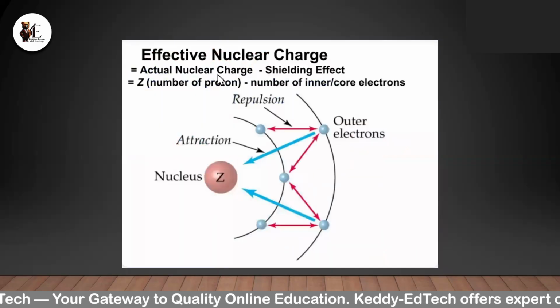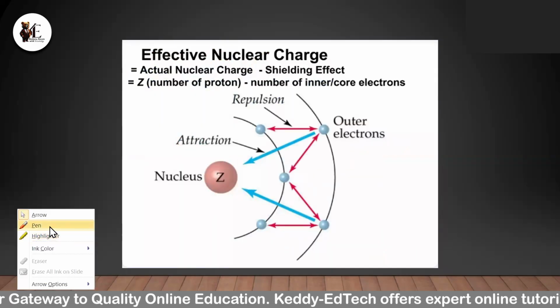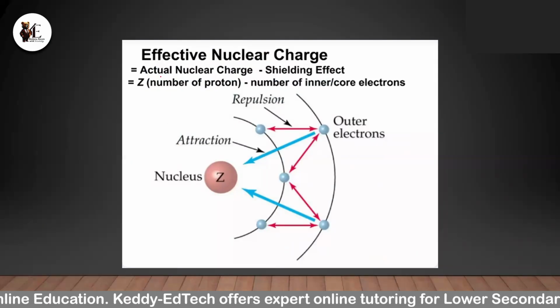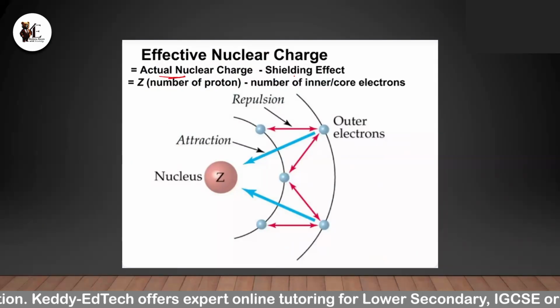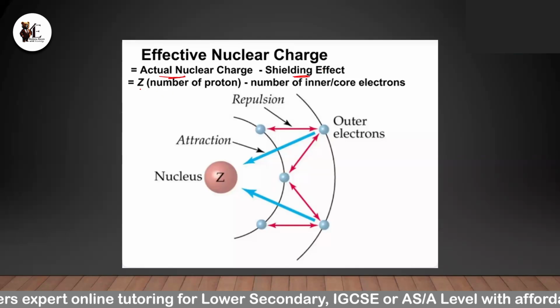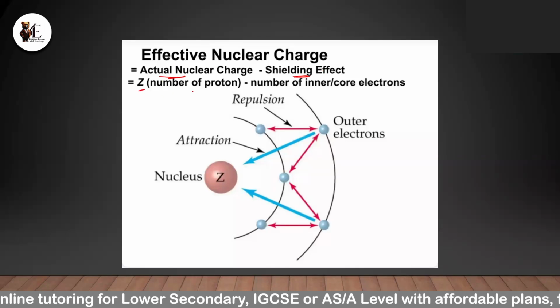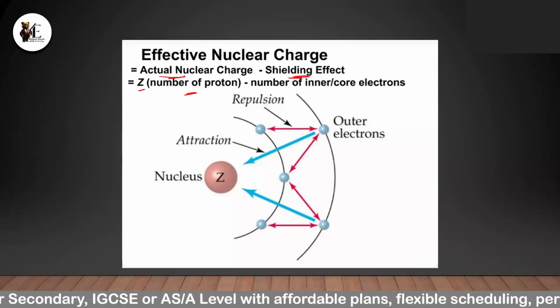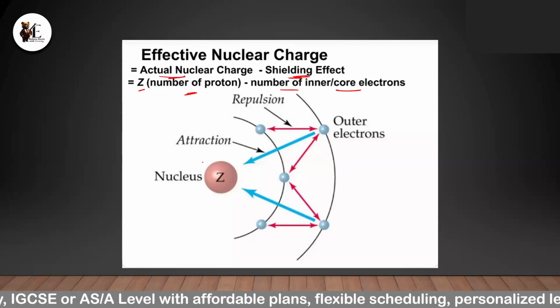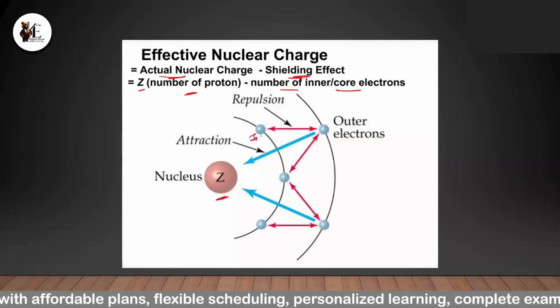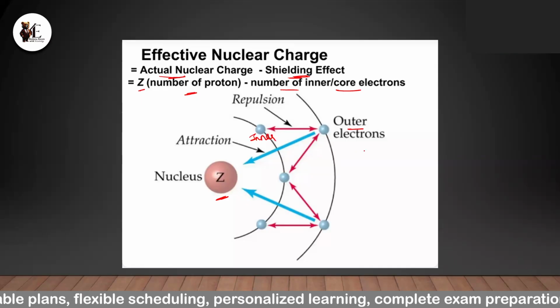Okay, so this is a better visual representation of your effective nuclear charge. How to calculate it? It is the actual nuclear charge minus your shielding effect. Actual nuclear charge is the charge on the nucleus, which is equal to Z, the number of protons, minus your shielding effect due to the number of inner or core electrons. So this is the nucleus, these are my inner shell electrons and these are my outer electrons.